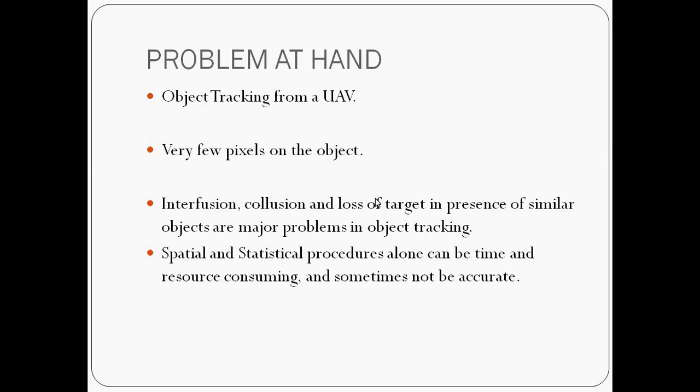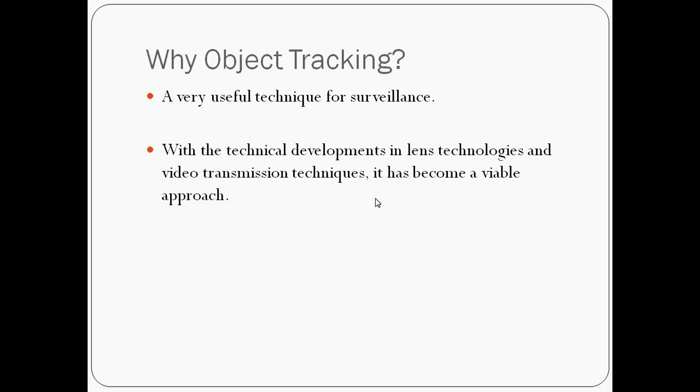Another problem which object tracking algorithms in general face is interfusion, collision, and loss of target in the presence of similar objects. The statistical procedures which are very popular among today's object tracking techniques may be time and resource consuming, as they might require a large amount of computation, and sometimes in complex environments they might not be accurate. So these are the problems we have on our hands, and the basic problem I'm considering is tracking using a UAV.